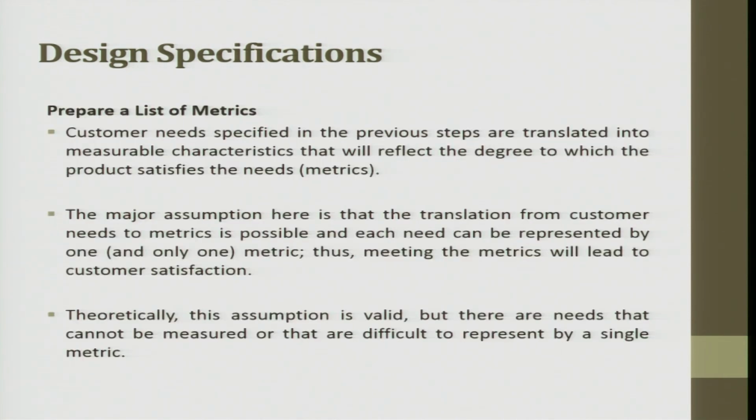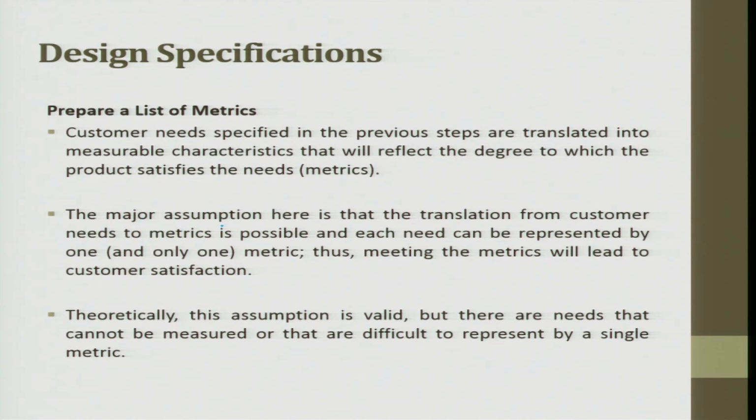Prepare a list of metrics. Customer needs specified in the previous steps are translated into measurable characteristics that will reflect the degree to which the product satisfies the need. So, it is in a crude fashion, understanding customer need and converting into engineering requirements. So, that is what measurable characteristics are.